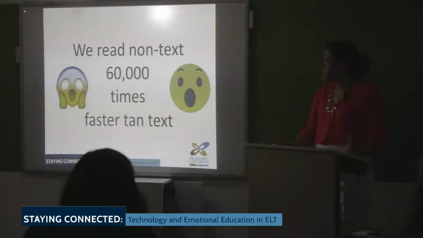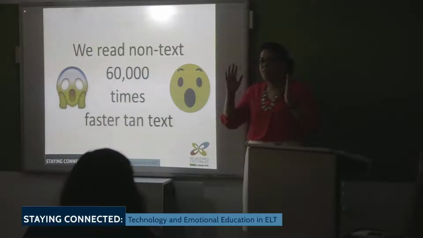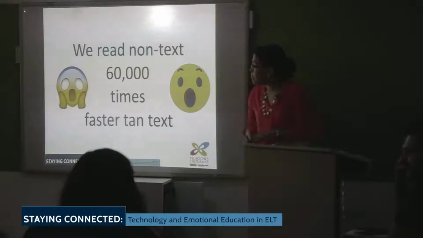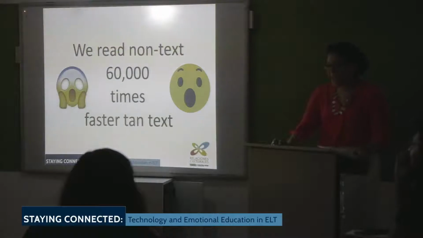So, we read non-text how many times faster than written text? 60,000, okay? A lot of you maybe didn't read the number before. Maybe a lot of you looked at the emojis before you read this, right? Every time I look at that emoji, I always hear somebody go, oh, okay? I can just picture it. I told you I'm not auditory, but if I have an image, then I can put things together. So 60,000 times faster.